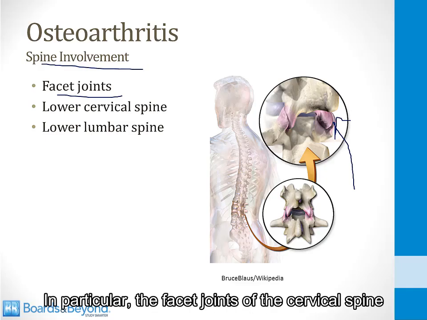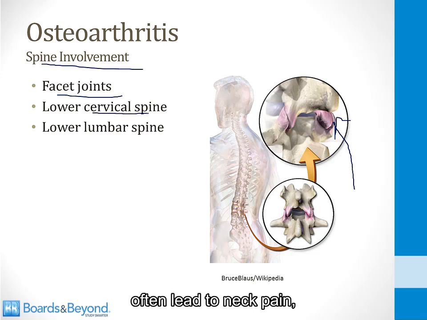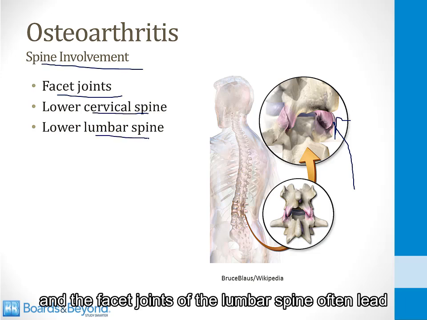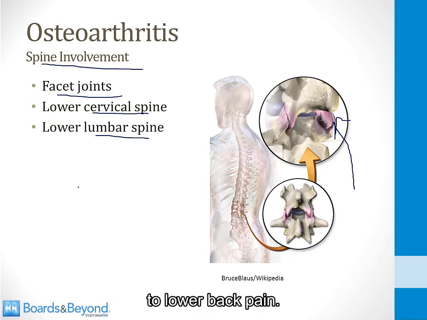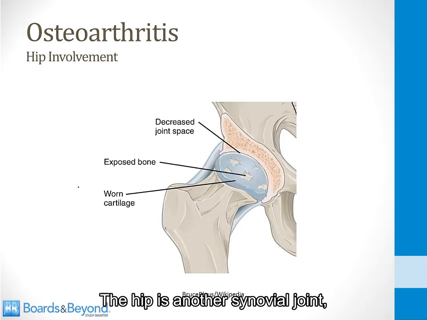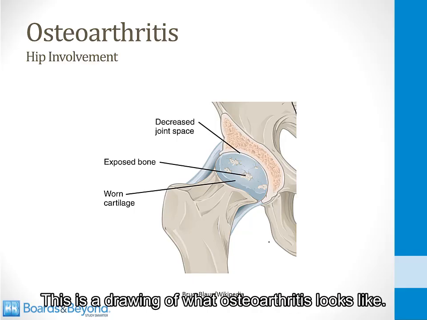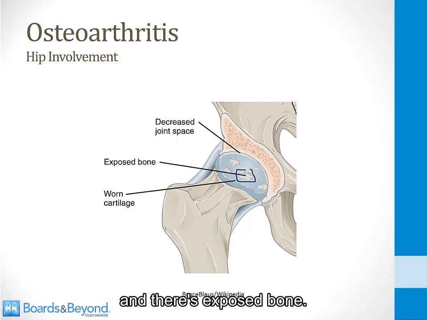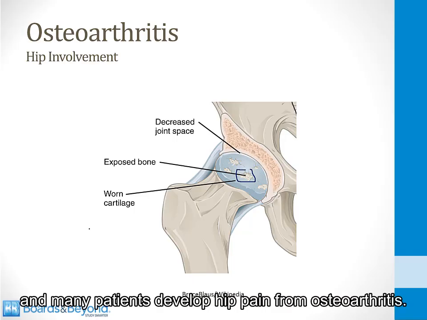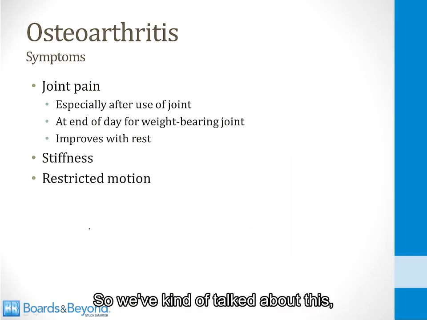In particular, the facet joints of the cervical spine often lead to neck pain, and the facet joints of the lumbar spine often lead to lower back pain. The hip is another synovial joint often involved in osteoarthritis. This is a drawing of what osteoarthritis looks like. The hyaline cartilage has broken down and there's exposed bone and the joint space is narrowed, and many patients develop hip pain from osteoarthritis.